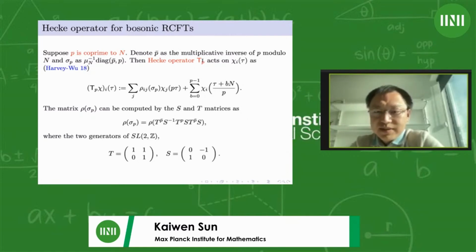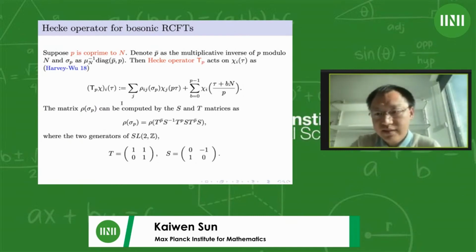And this Hecke operator T_P is defined very similarly to the original definition, but you see that this definition depends on the conductor N and this P. Importantly, there is this transfer matrix, which is a representation rho_P. This rho_P, as was found by Harvey and Wu, can be computed from the S and T matrices of the original vector-valued modular form. Here T and S are the traditional two generators of SL2(Z).